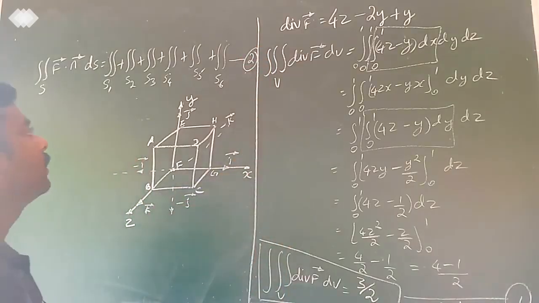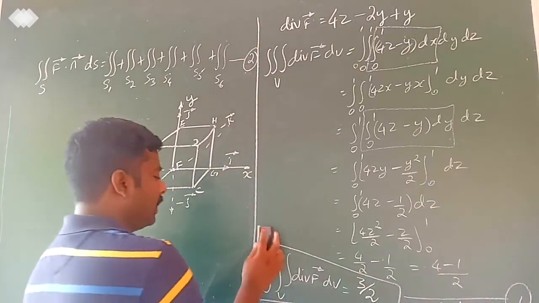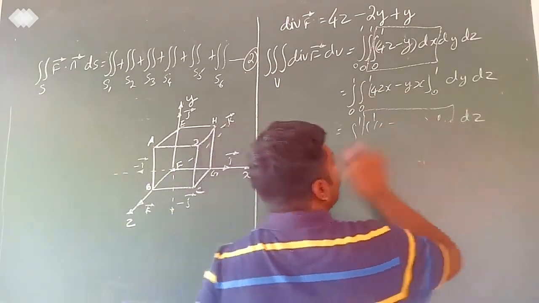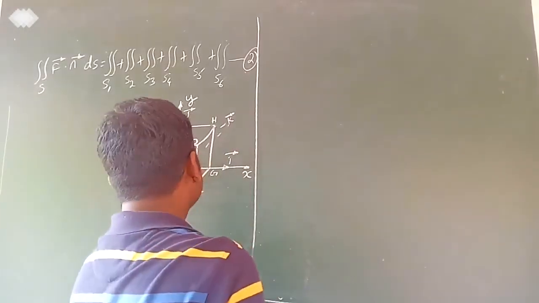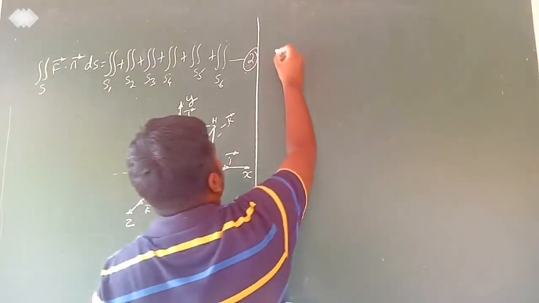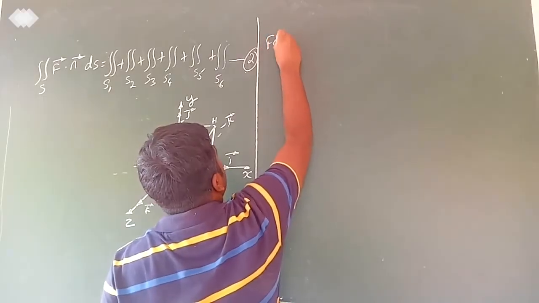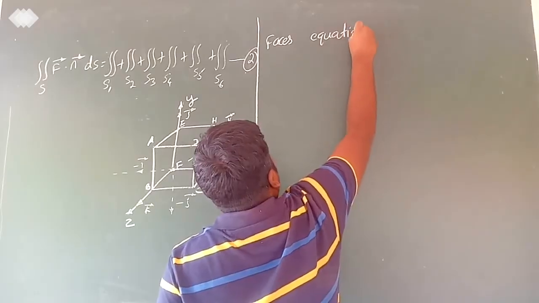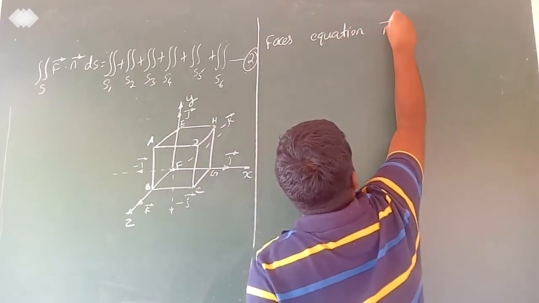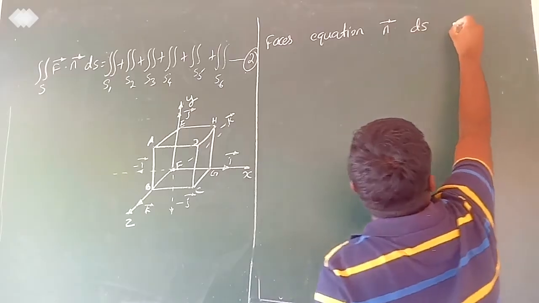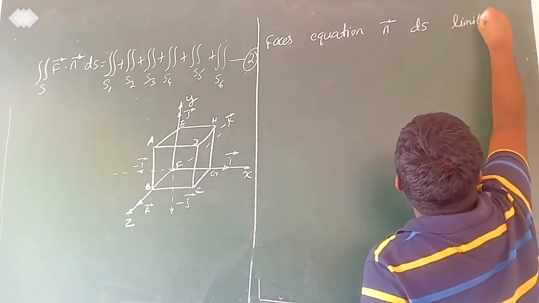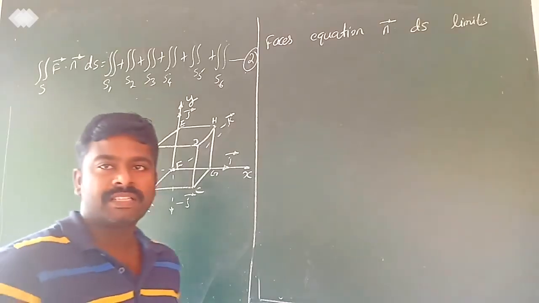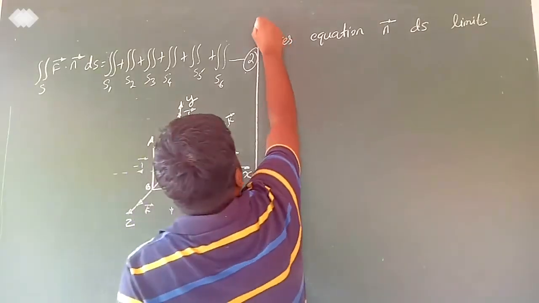And next here I am going to put one tabular column. So in the tabular column, here I am going to mention phases, equation, n vector, ds, limits. If you understand this tabular column, this problem is very simple.